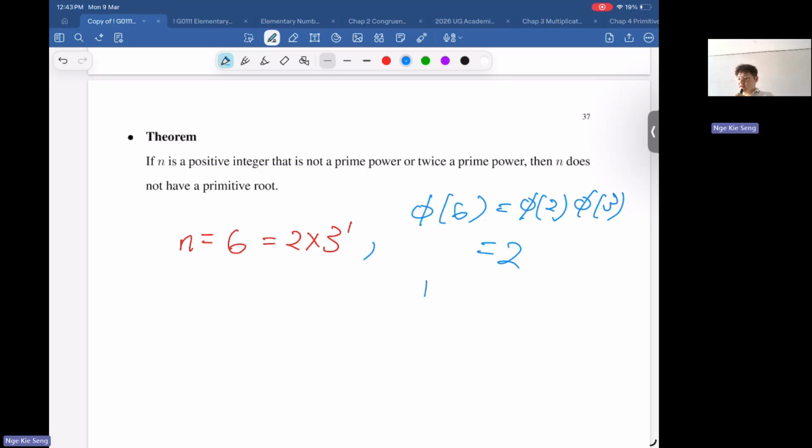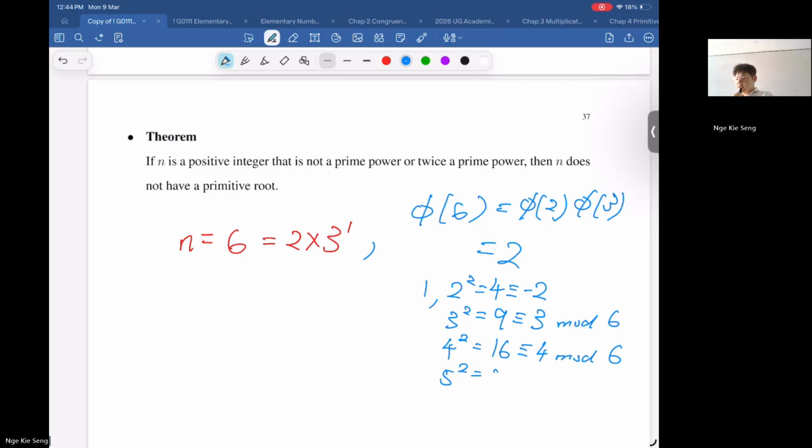So 1 obviously is not right. 2: 2 squared is 4, which is obviously not 1 mod 6. 3: 3 squared is 9, which is 3 plus 6. 4: 4 squared is 16, which is 4 mod 6. 5: 25, which is, sorry, 1. Okay, so this guy is a primitive root actually.